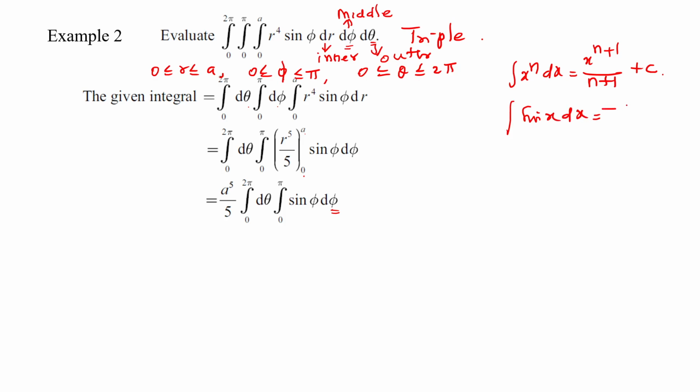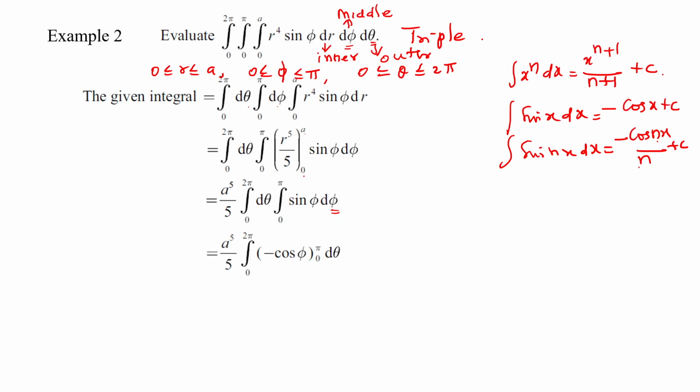That is equal to minus cos x plus c. At the same time, in case it is sin nx, the integral of sin nx dx is minus cos nx by n plus c. The coefficient should come into the denominator. So what is the next step here? If you are integrating sin x, you will get minus cos x from the interval 0 to pi. So what is the cos pi value? Cos pi value is minus 1, and then cos 0 value is plus 1, is it not?